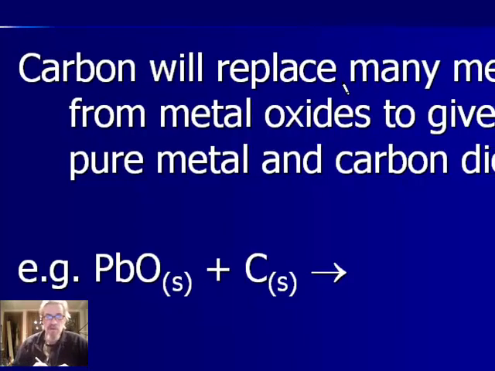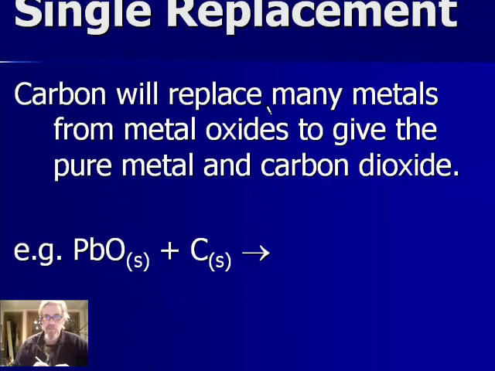Another one of these exceptions, carbon will do the same thing. Carbon will replace lots of metals from metal oxides to give that metal, and instead of water, now you're going to get carbon dioxide. So in this example, here's a metal oxide, lead oxide, a 2 oxide.